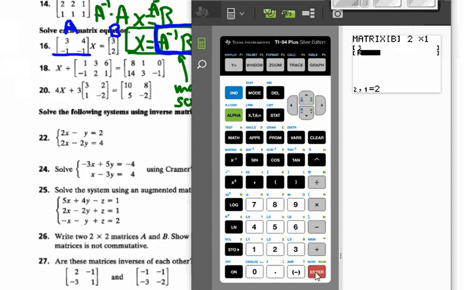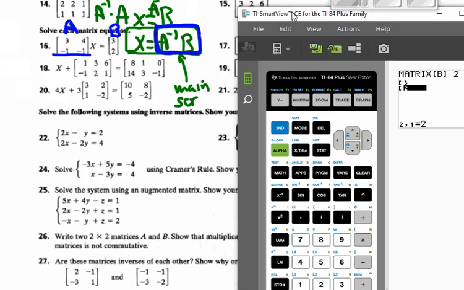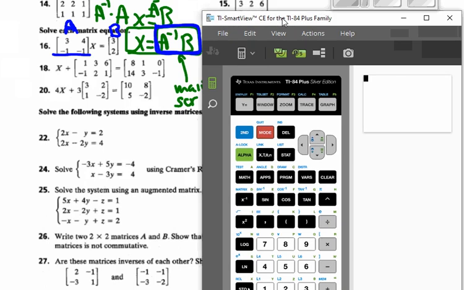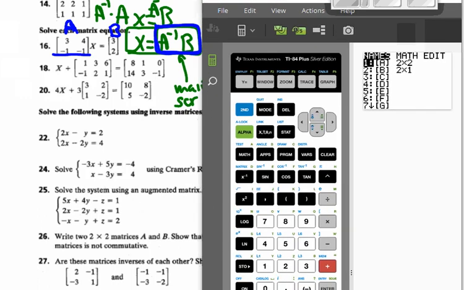Again, if I'm going too fast, you can obviously pause the video and practice it yourself. All right, so now I have A and B in there. So I just go back to the main screen, like I just told you, and type in A inverse B. So second quit. Now go ahead and type in A, enter, inverse, and second matrix, down to B, enter, and now just enter again.